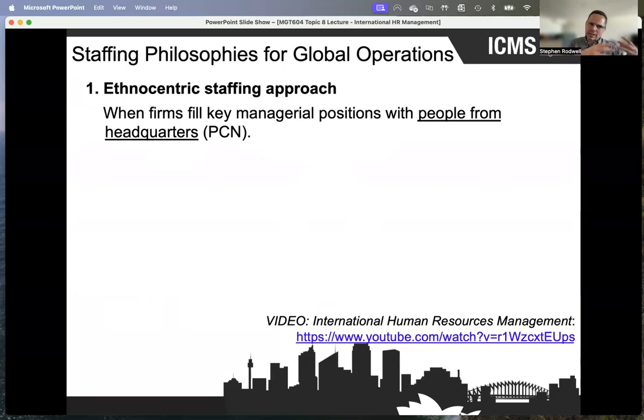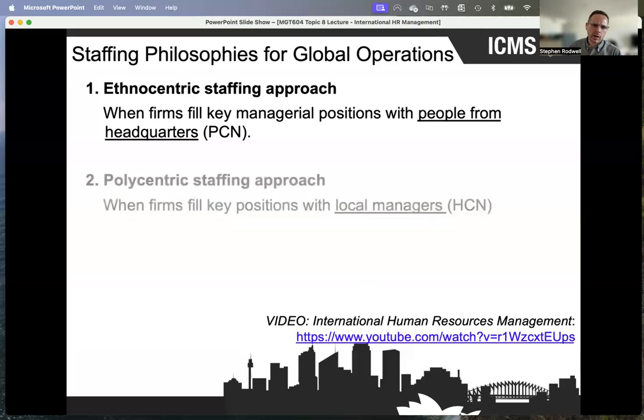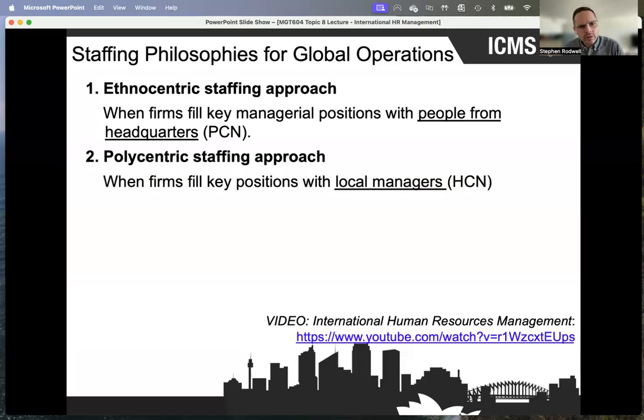So as we are establishing these offices around the world, to try and establish that same sort of culture, we're taking people specifically from the parent country, and we want to seed them in these locations to build the culture. And then we can certainly reconsider this later on. It could be that kind of approach. There's a polycentric staffing approach when firms fill key positions with local managers. We could take the approach that, well, local managers are going to understand the local market a lot more.